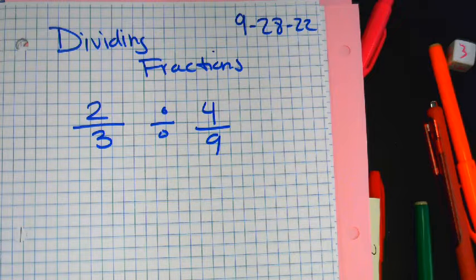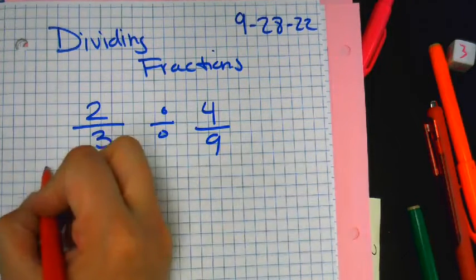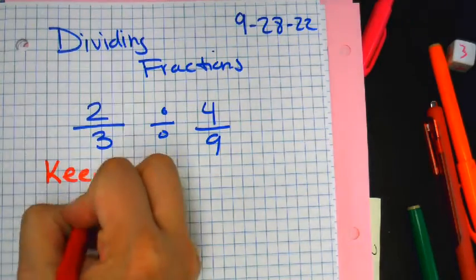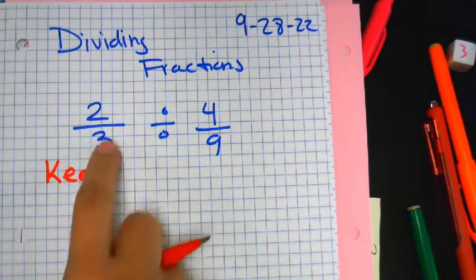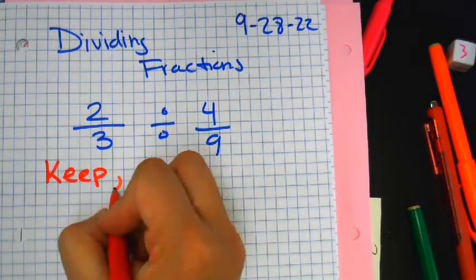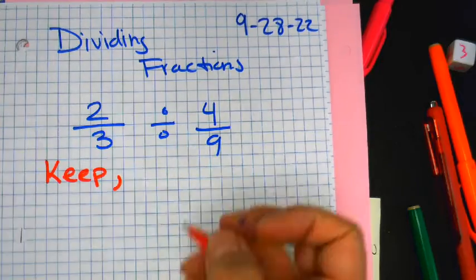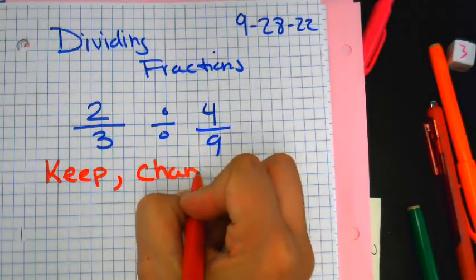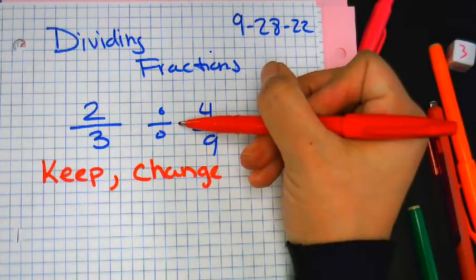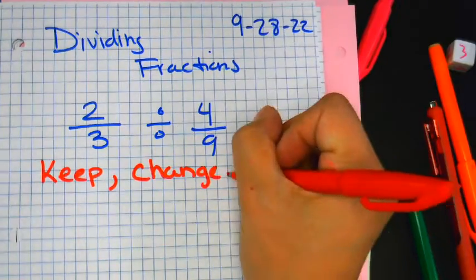So, in reality, we actually don't divide fractions. We will not be dividing fractions. We are actually going to convert it into a multiplication problem. We are going to keep the first, so write it underneath the first fraction. You keep it, change, flip. Change the division to multiplication.